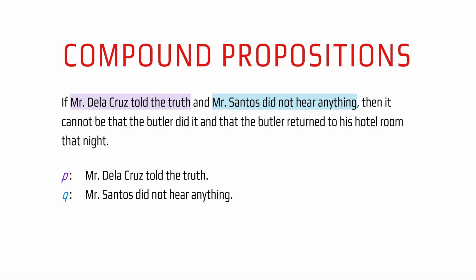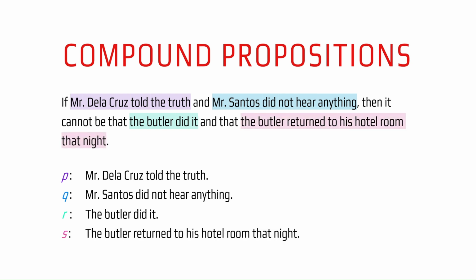Our third propositional statement is the sentence, the butler did it. Hence, let R represent the statement, the butler did it. Our fourth and probably the last propositional statement is the sentence, the butler returned to his hotel room that night. Thus, let S represent the statement, the butler returned to his hotel room that night.